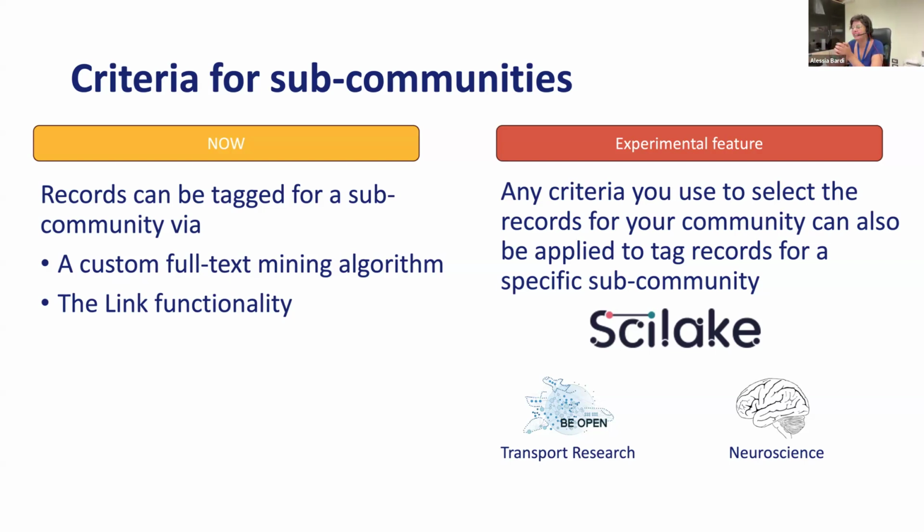So for example, the gateway manager of neuroscience will be able to say that all the products from this specific journal, for example, not only are related to neuroscience, but are related specifically to the subcommunity of neuroinformatics. And this is a nice feature that we developed in the context of the Scilake project.